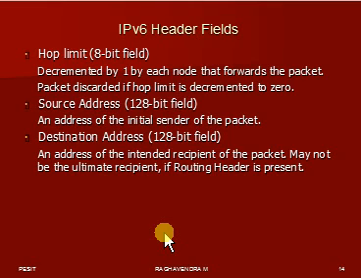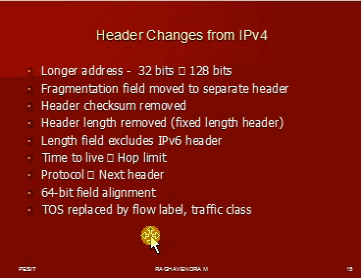As in IP version 4, if the TTL equals 0, it discards the packet. The source address is a 128-bit field, the address of the initial sender of the packet. The destination address, also a 128-bit field, is the address of the intended recipient of the packet, which may not be the ultimate recipient if a routing header is present.